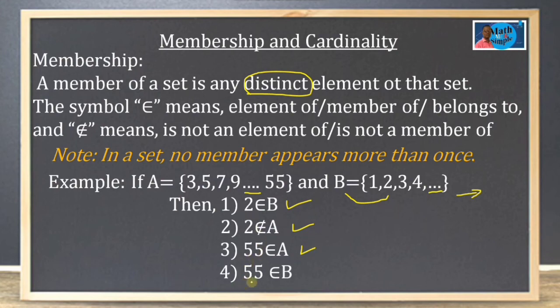Then we also have 55 is a member of B. Here, is 55 a member of B? Yes, of course, because we said this set begins from 1, 2, 3, 4, and continues. So when you see the order of arrangement, it tells you that it's all whole numbers from 1 going to infinity, no end. So it means 55 is part of that. So 55 is a member of this set. So that is also a true statement. Okay? All right.